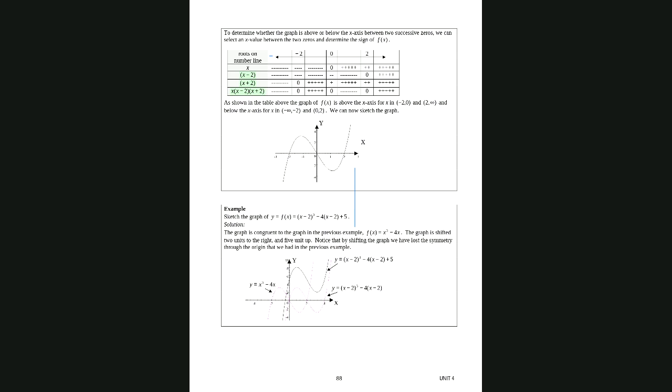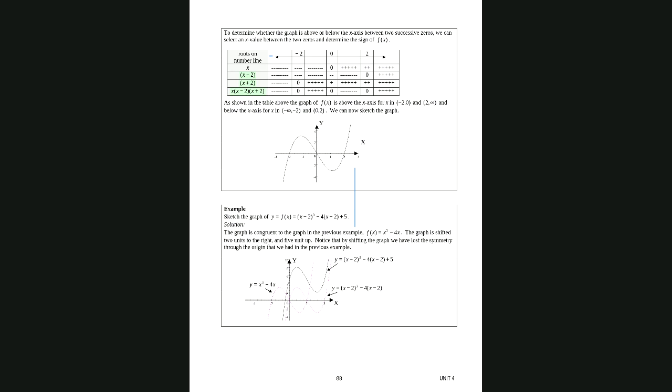When I put 2, x minus 2 gives 0, and x plus 2 is positive, so positive times 0 times positive gives 0. Then for x greater than 2, I can pick a number like 3. x minus 2 is positive and x plus 2 is positive, so everything will be positive.